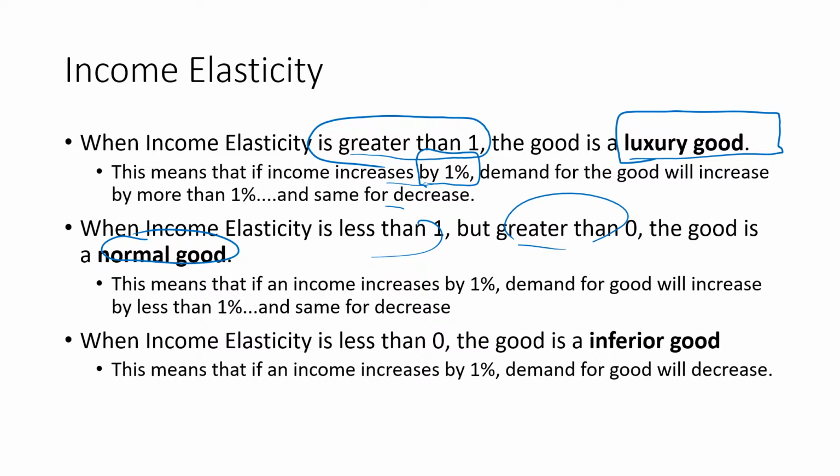A normal good, the income elasticity is less than 1 but greater than 0. So those are going to be your positive decimal points. So if you have a 0.5, 0.75, those are going to be normal goods. So this means that if an income increases by 1%, the demand for the good will increase by less than 1%. But this increase tells us that it is still a positive number. When income elasticity is less than 0, the good is an inferior good, which means that if income increases, demand for the good will decrease. And we kind of talked about those in chapter 4.